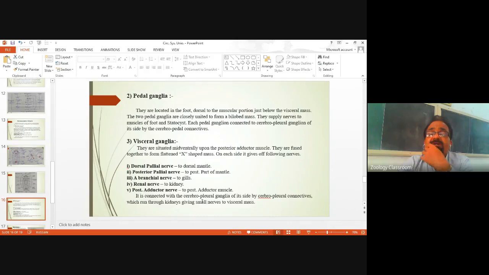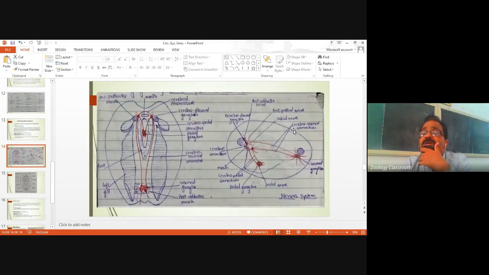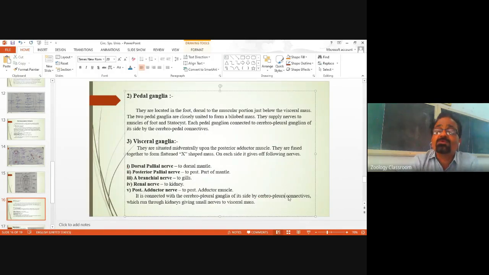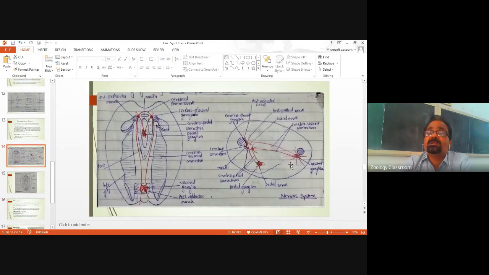It is connected with the cerebropleural ganglia on each side by the cerebropleural connectives. It is connected by the cerebrovisceral connective. It is not pleural, but it is the cerebrovisceral connective, which runs through the kidneys, giving small nerves to the visceral mass. So, this is how the innervation is made.